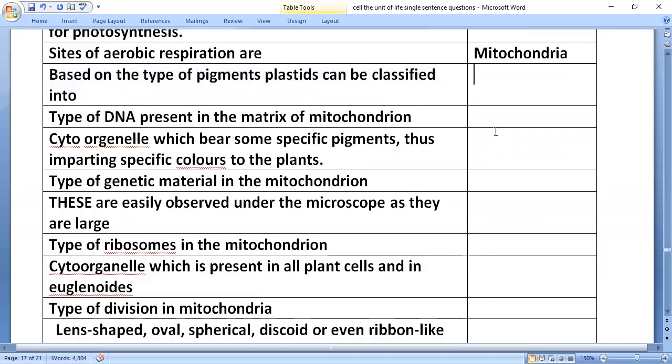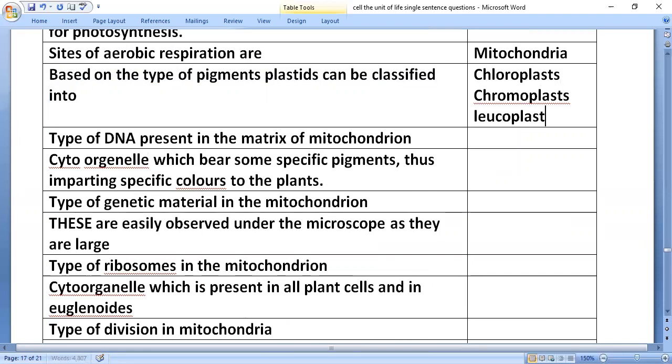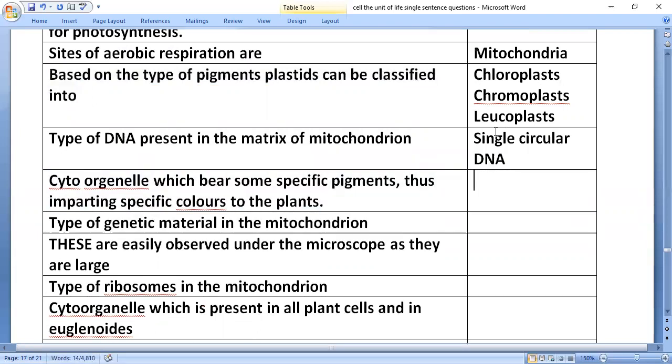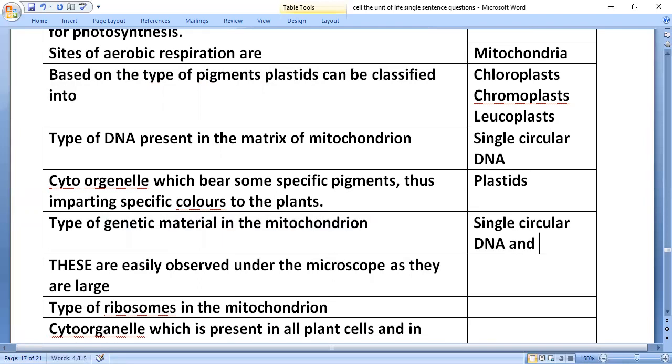Based on the type of pigment, plastids can be classified into chloroplast, chromoplast, and leucoplast. Type of DNA present in the matrix of mitochondria: single circular DNA. Cytoorganelle which bears some specific pigments, thus imparting specific colors to the plant: plastids. Type of genetic material in the mitochondria: single circular DNA and few RNA molecules.